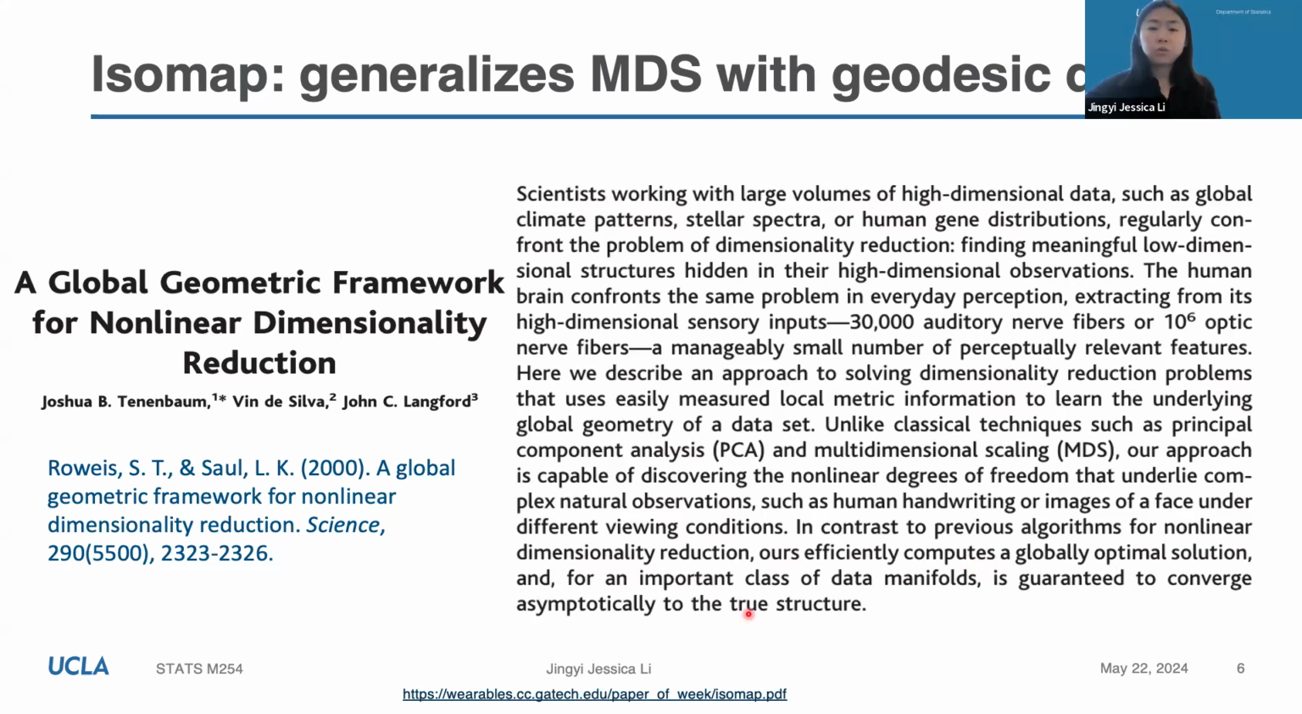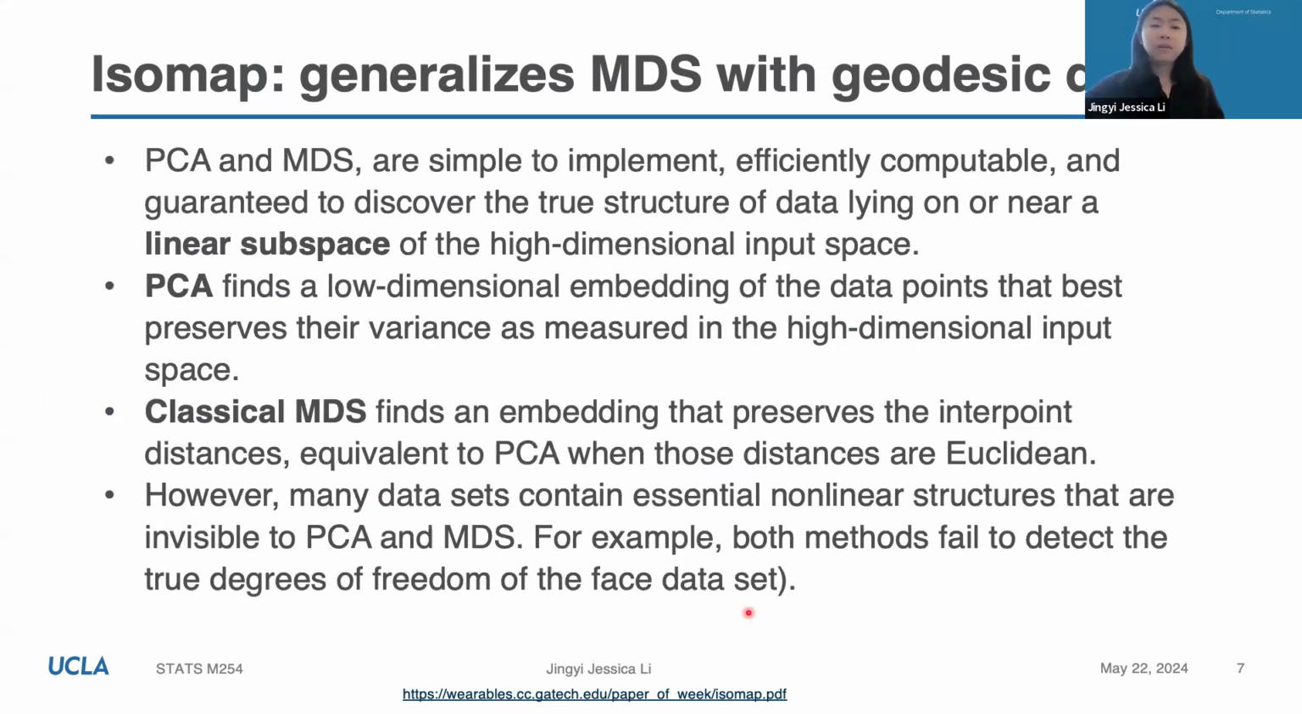Now let me talk about this as a review of PCA and MDS, which we covered. They are simple to implement, efficiently computable, and guaranteed to discover the true structure of data lying on or near a linear subspace of the high dimensional input space. Just to give you a visualization, a linear subspace in a 3D space could be a plane or a line. If it's a two-dimensional linear subspace, then it's a plane. If it's one-dimensional, it's a line.